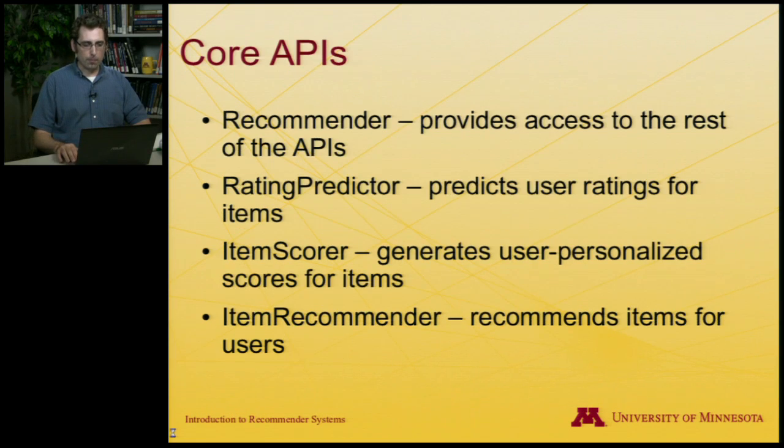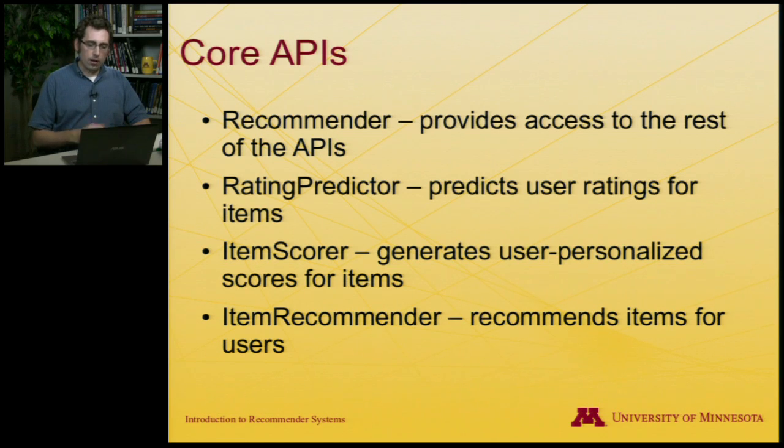The core APIs that LensKit provides start with the recommender interface. This doesn't do much on its own, but it provides access to the rest of the APIs, such as the rating predictor, which is an interface for predicting user ratings for items. You give it a user and an item, or a bunch of items, and it gives you back the predicted rating for those items to support the predict task in recommender systems.